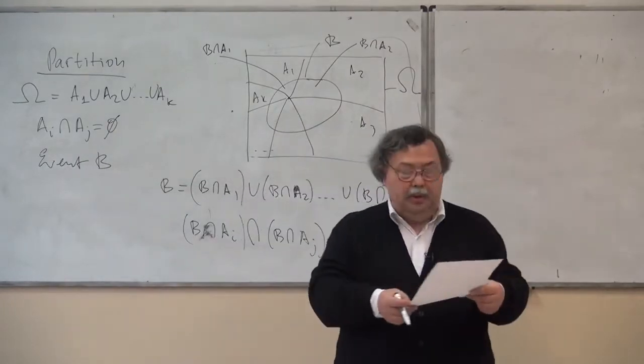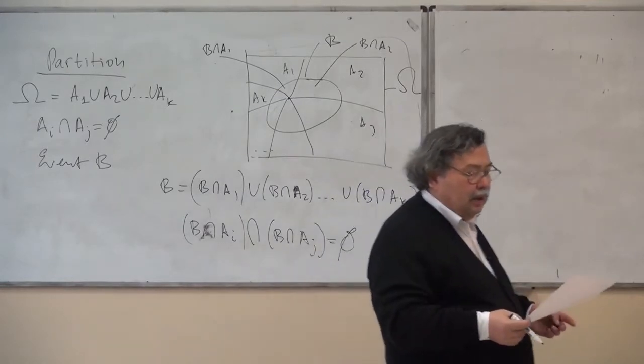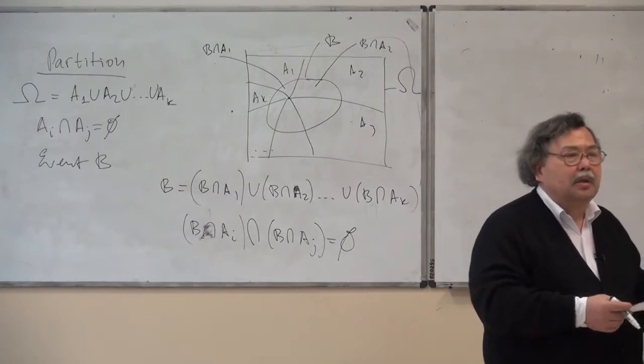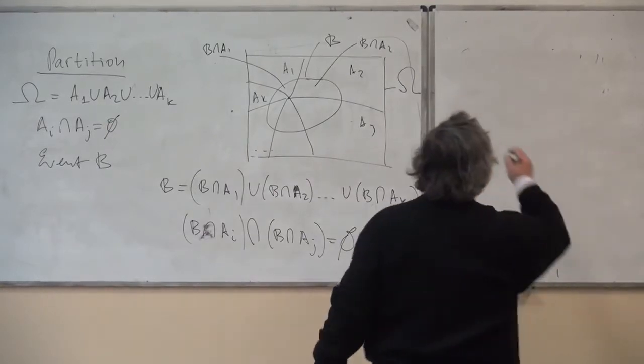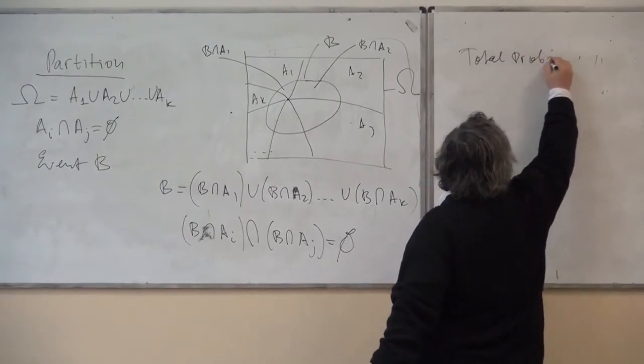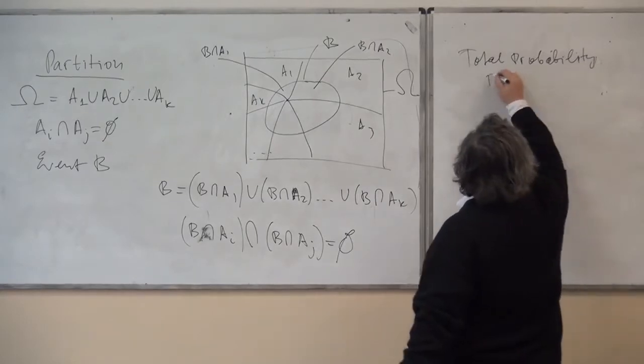Well, how do we use this observation? It's just some preliminary work. Now, the formula that we are actually going to use is this. It's called the total probability formula.